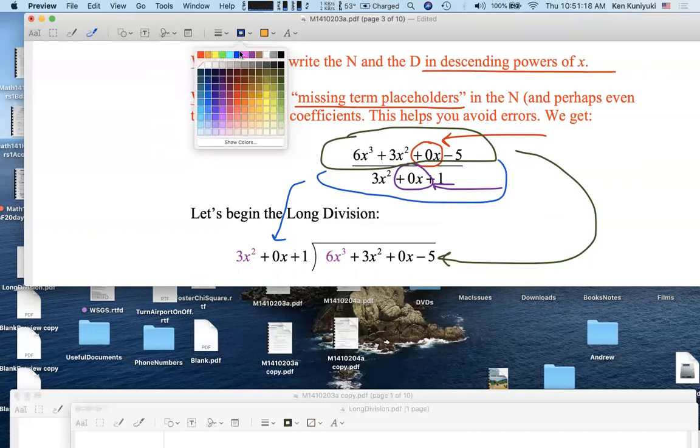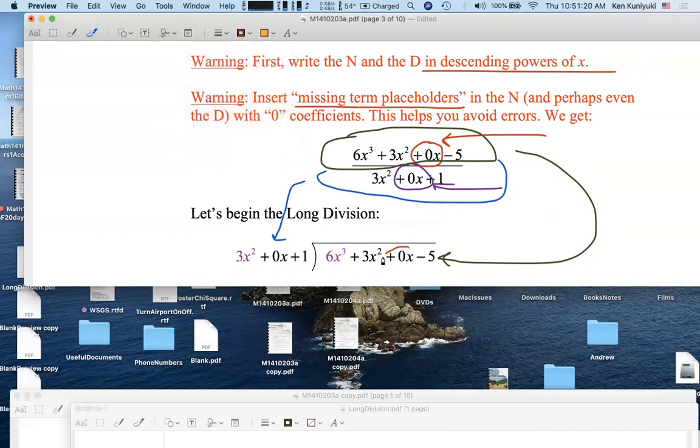Again, many students benefit from putting in this missing term, the plus 0x, in the dividend. Some students may also benefit from putting that in the divisor. But for other students, it might just be a bother. So do the homework and see what works for you. But remember, you want an accurate answer. So be accurate. More than anything else, be accurate.